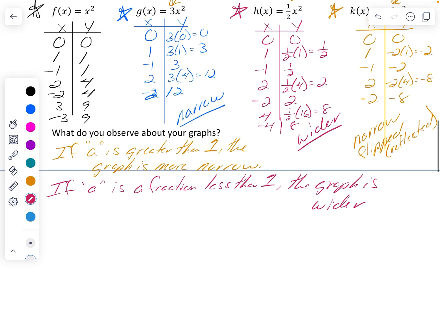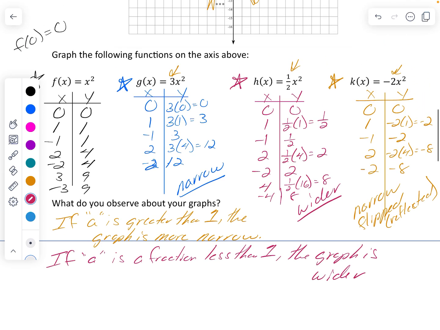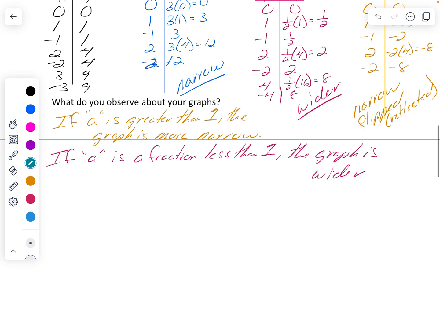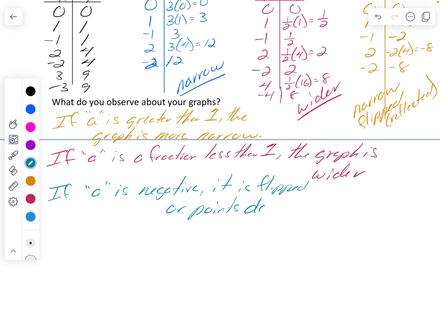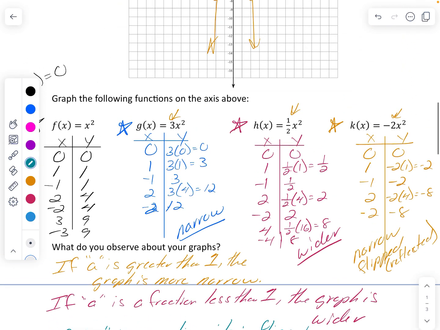And then finally, we observed that if a is negative, it is flipped or points down, right? It's going to point down then. And so those are some things to keep in mind.